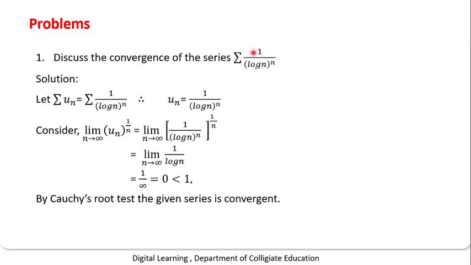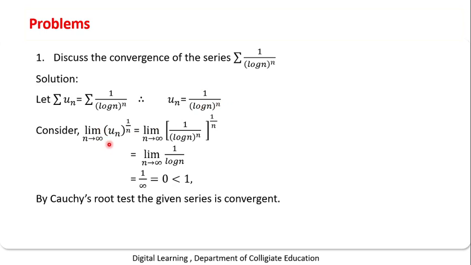Consider u_n is equal to (1 by log n) to the power of n. Cauchy's root test is applicable here, as the given series is in the form of f(n) to the power of g(n). Here the power is n, therefore we apply Cauchy's root test.